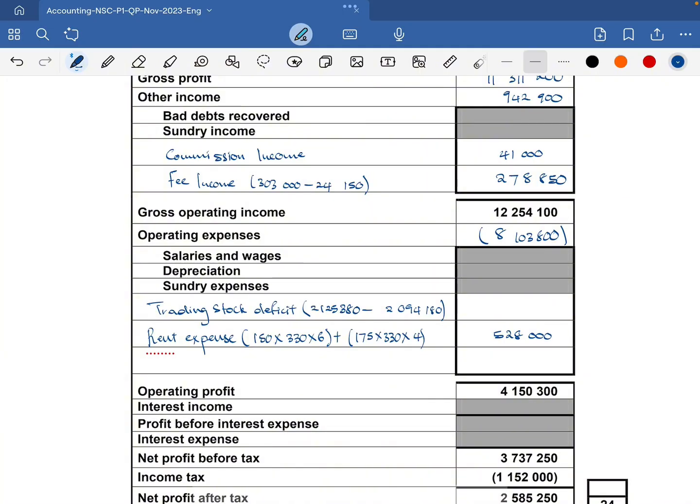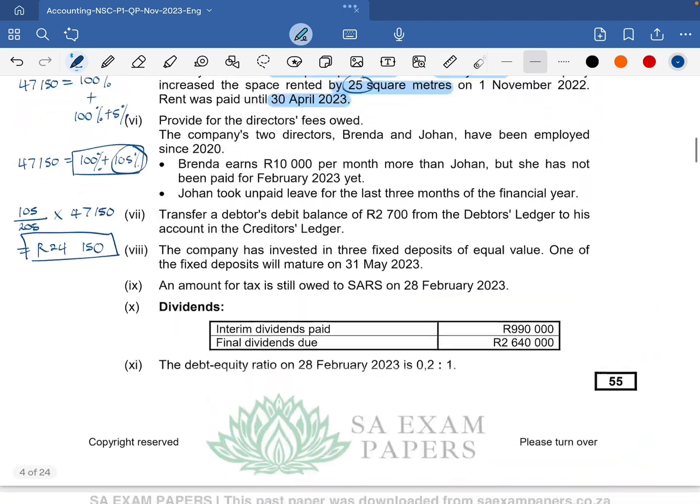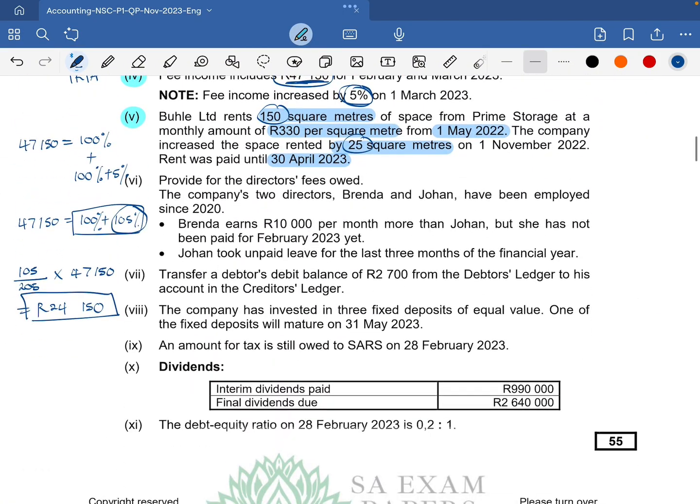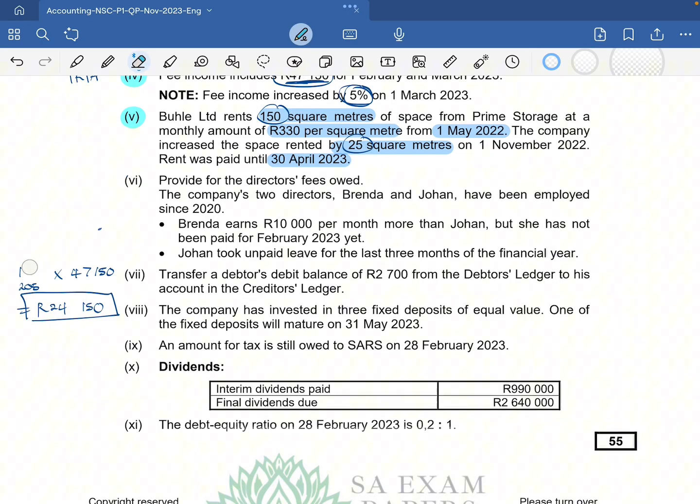Okay, then now I forgot to add up the trading stock deficits. Let's just quickly do that. So it's 2,125,380 minus 2,094,180. Then that's a trading stock deficit of 31,200. And then we are going to look at Roman figure 5. Let me just erase this so I can have some space.